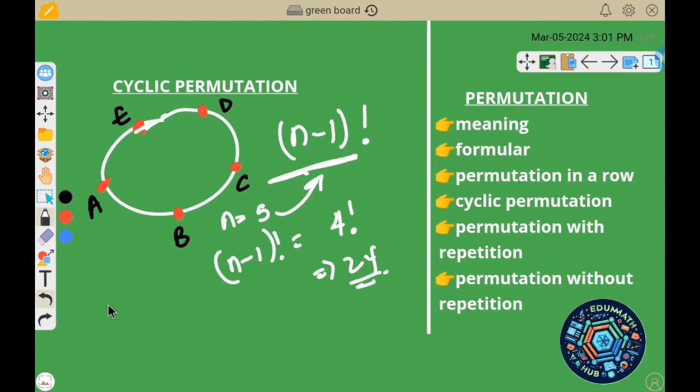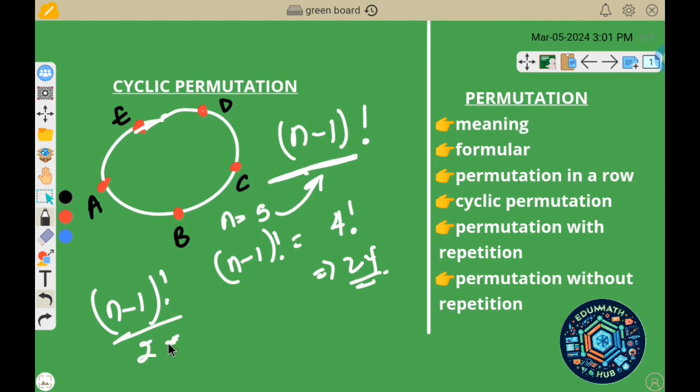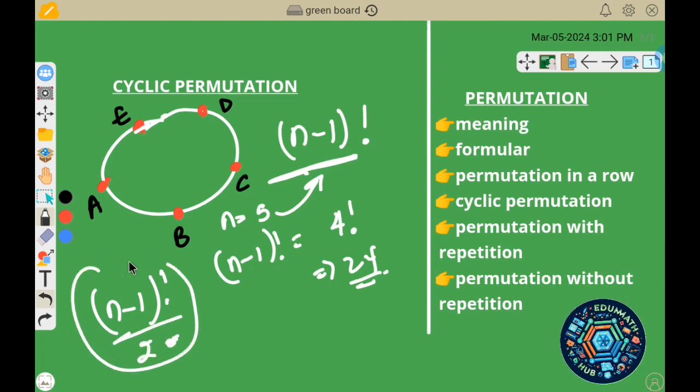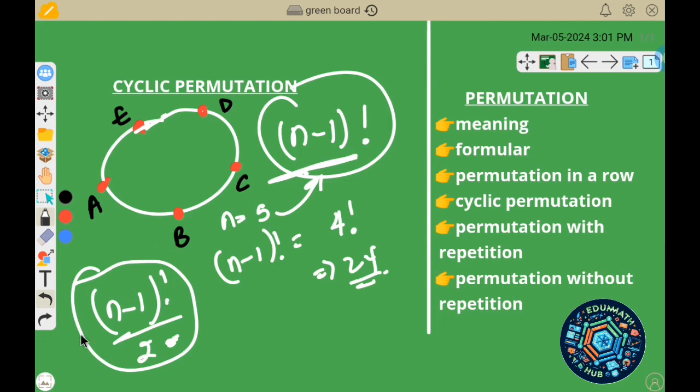The formula I'm going to use is (n minus 1) factorial divided by 2. This is the formula for use if it's something like a wire or something that can be turned on itself. But if it's just a rigid arrangement, like arrangement around a circular table, this is the formula to use. But arrangement along a wire or a bead or a chain, something that can be turned on itself, the formula is (n minus 1) factorial.